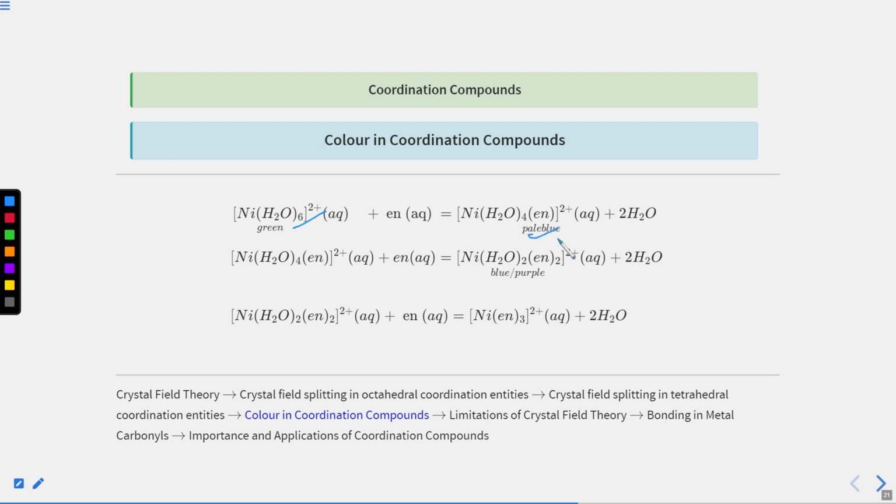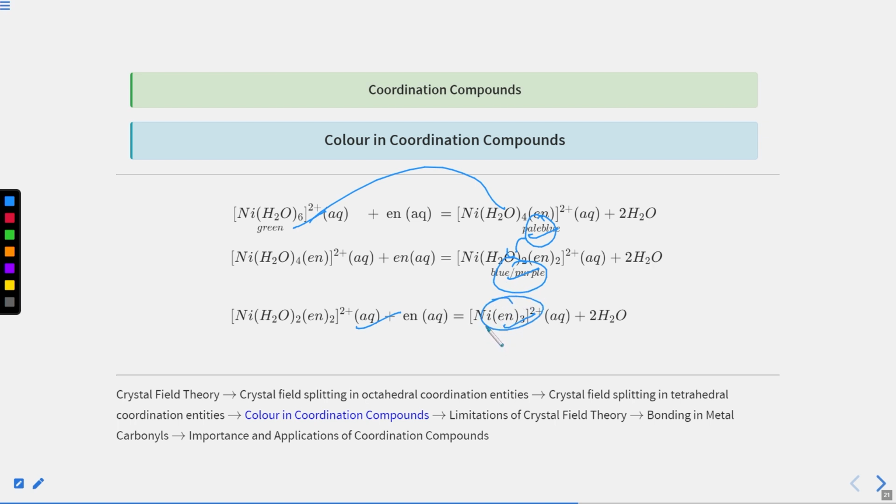So see, we have green color. It turns to pale blue. Okay. And if more ethylenediamine is added, it turns to blue purple. Again, this is the thing, and this is Ni(en)3. So as we keep on adding this en, we can see that the color change is observed. Okay, from green to pale blue, pale blue to blue purple, and then at the last we have this.